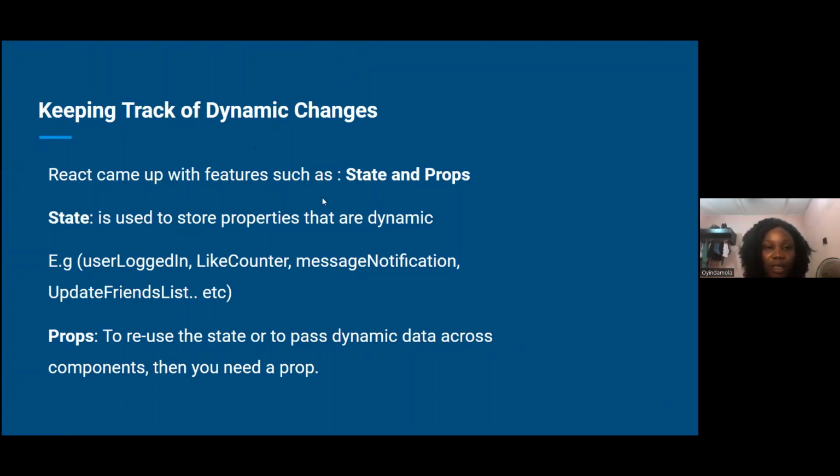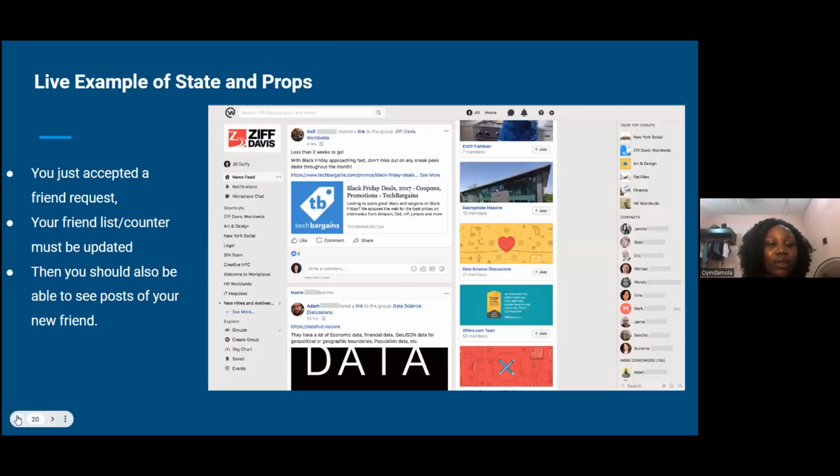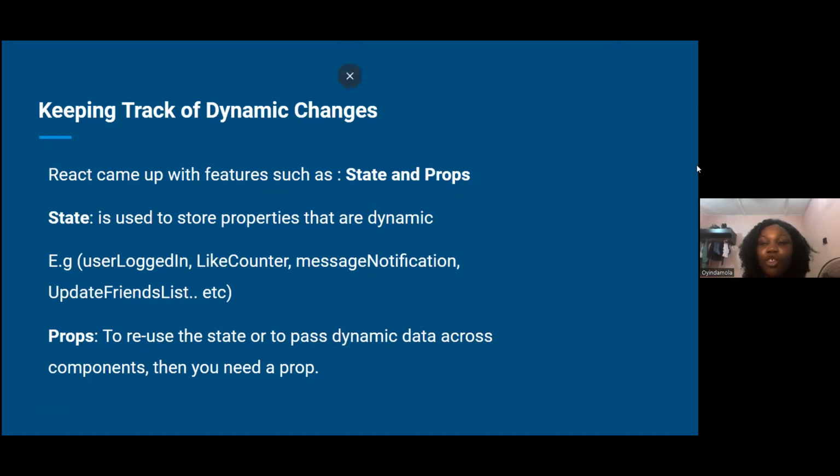Here, let's move to the next one. React came up with some features called state and props. State is used to store properties that are dynamic, like a user logged in, a counter, message notifications, or an updated friend list. You basically save this in a state. After you save it in a state, props let you reuse this particular state. Say this is page 1 and I've shown you that a user logged in here. Then in page 2, I also want to tell page 2, hey, tell the whole website that a user has just logged in. So probably like making an echo, showing that the user logged in on all the pages.